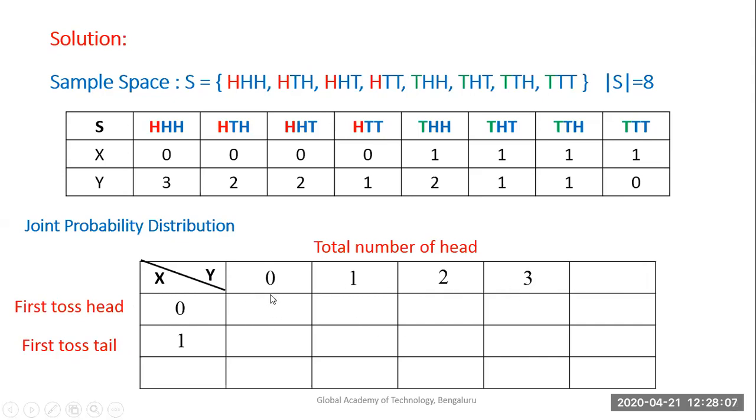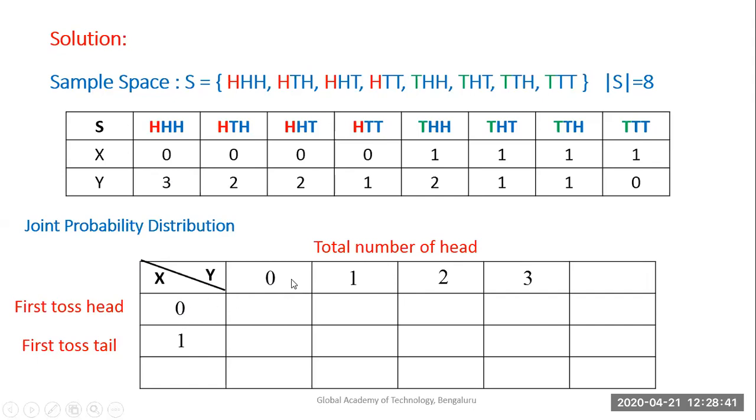Now the number in this first cell represents the joint probability that X takes the value 0 and Y takes the value 0. X takes the value 0 and Y takes the value 0 means the first toss should be head and the number of heads should be 0. Search for the possibilities where you have both zeros, X 0 and Y 0. If you observe here, such a possibility is not there. So it is not possible to get the first toss as head and the number of heads as 0.